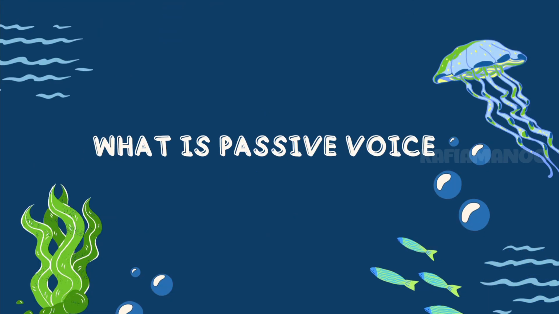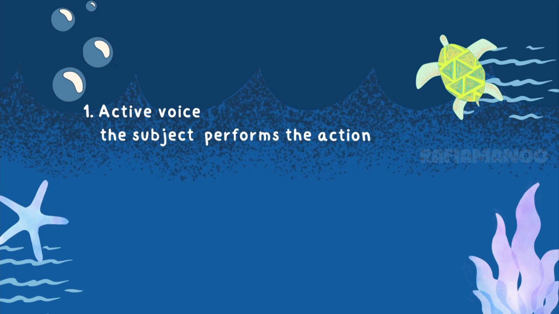What is passive voice? In English, we have two main types of voice, active and passive. The active voice is when the subject of the sentence performs the action. For example, the chef cooks the meal. Here, the chef is the subject doing the cooking.